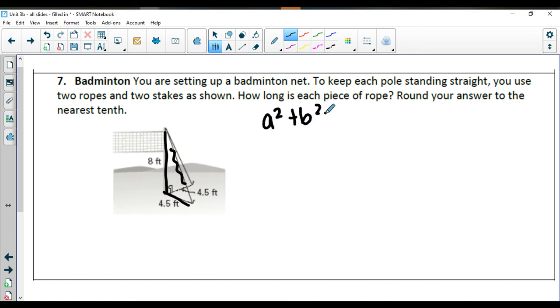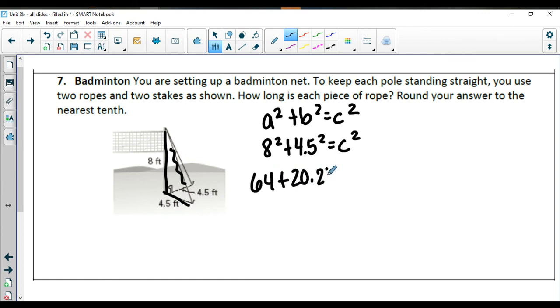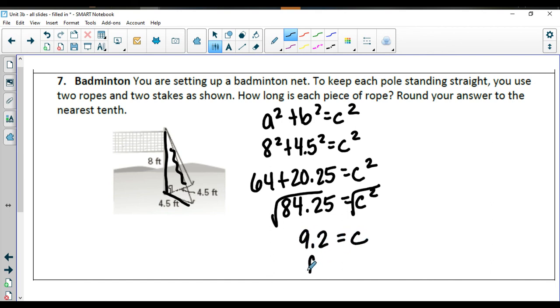So a squared plus b squared equals c squared. 8 squared plus 4.5 squared equals c squared. So that's 64 plus 20.25 equals c squared. So we get 84.25 equals c squared. Taking the square root of both sides, round to the nearest tenth, I got 9.178, and it keeps on going. So it's going to round to 9.2 equals c, and we're going to put a label of feet.